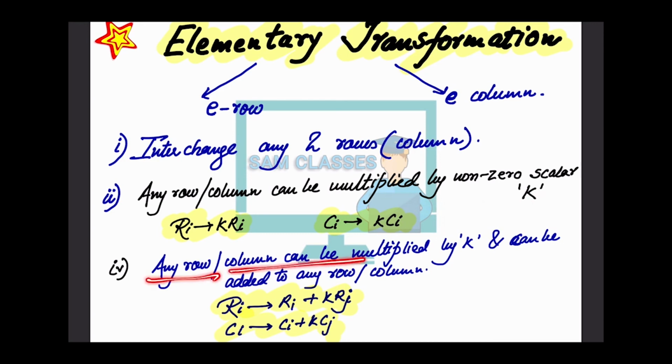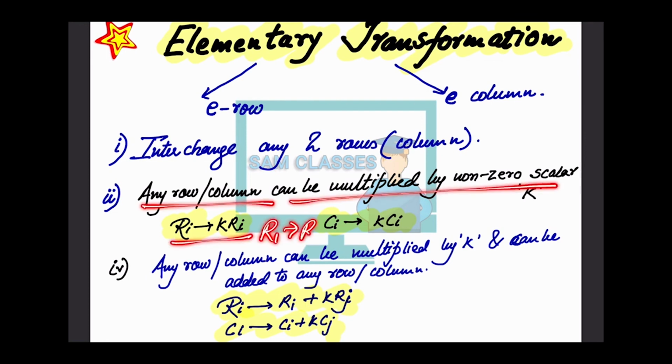Any row or column can be multiplied by a non-zero scalar. So, if we have row 1, that will be equal to row 1 into 2. And if we have column 2, we can multiply column 2 into 5.